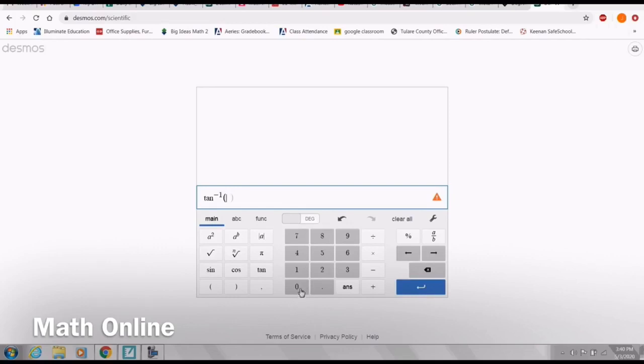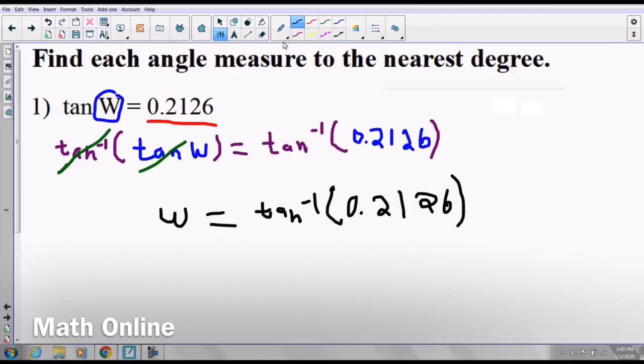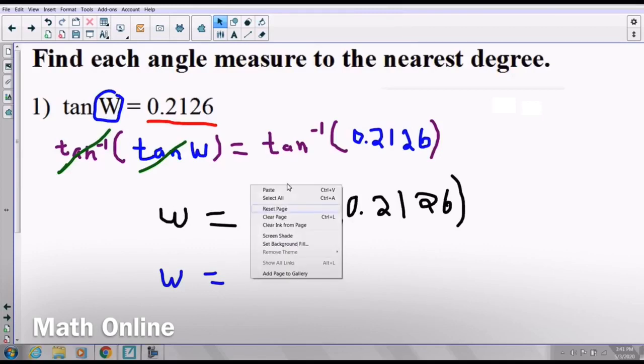So you're going to type in 0.2126 because that was a ratio. Okay, so now it'll give us our measurements in degrees, our answer. So I'm going to copy and paste this, go back to my slides, and paste it. So I'm going to say W is equal to how many degrees? Well, here's the measurement.